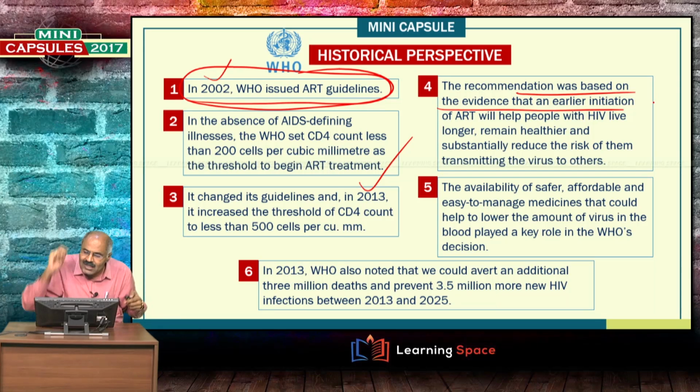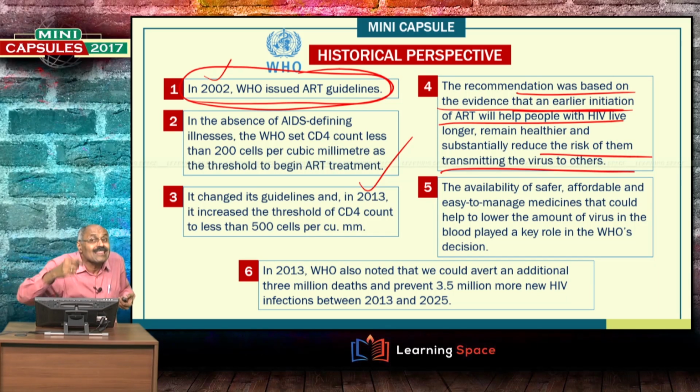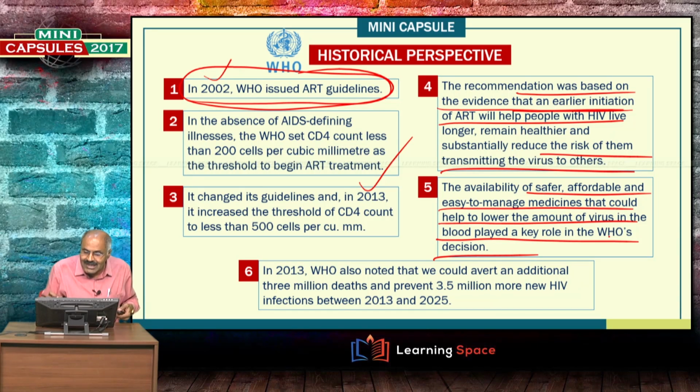What was the reason? There was evidence that earlier initiation of ART in people infected with HIV means they live longer, remain healthier and substantially reduce the risk of transmitting the virus to others. So, when ART was started in the earlier stages, there were advantages. The first one is people will live longer. Second, people will remain healthier. Third, it will substantially reduce the risk of transmitting the virus to others. The availability of safer, affordable, easy to manage medicines that could help lower the amount of virus in the blood played a key role in the WHO's decision.